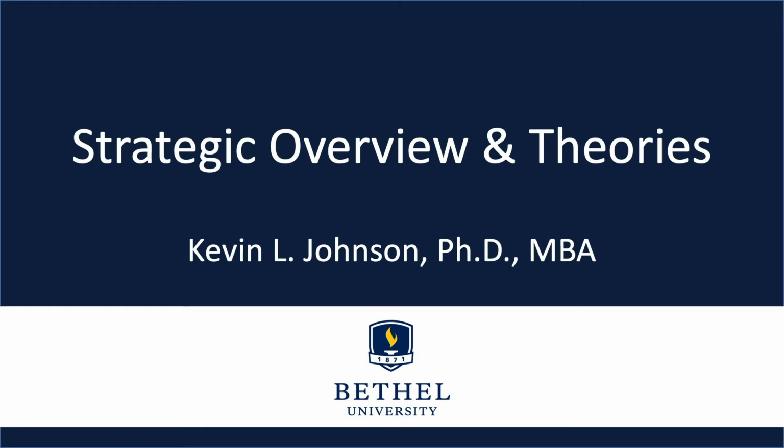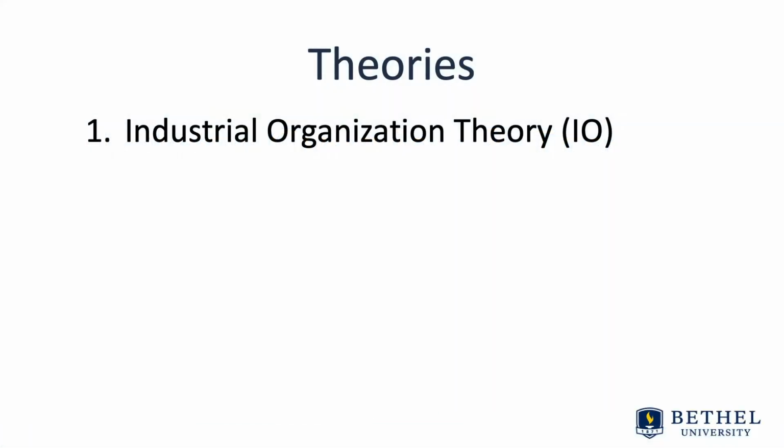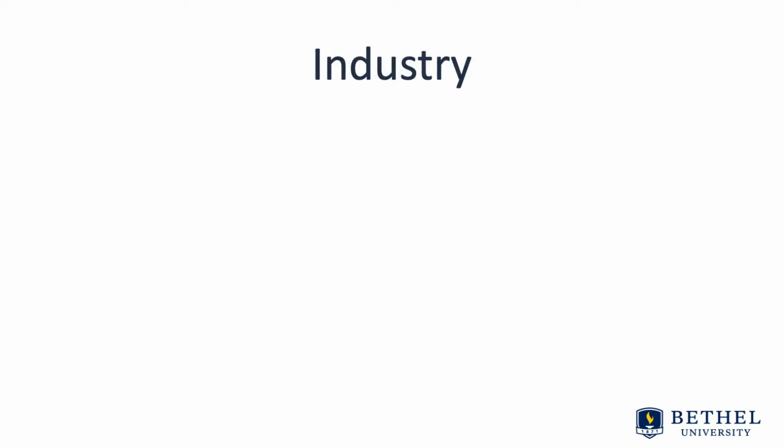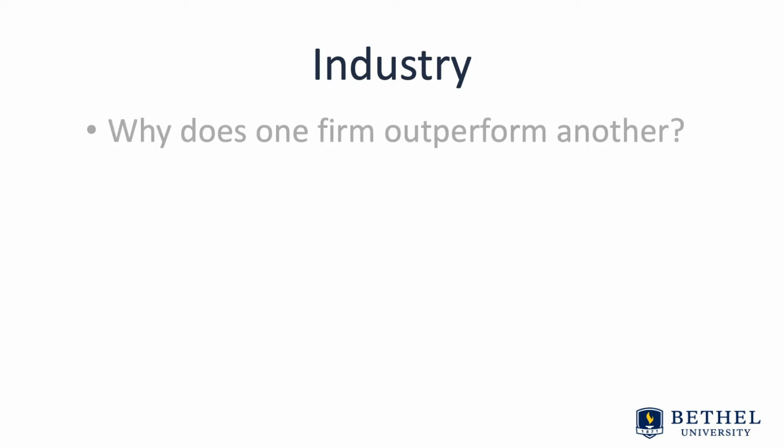This video provides an overview of the two major performance theories in strategy and management: the Industrial Organization Theory, also known as IO, and the theory known as the Resource-Based View, or RBV. One of the fundamental questions in strategy, and in particular strategic management, and even with leadership, has to do with why one firm in an industry is able to outperform the other firms in the industry.